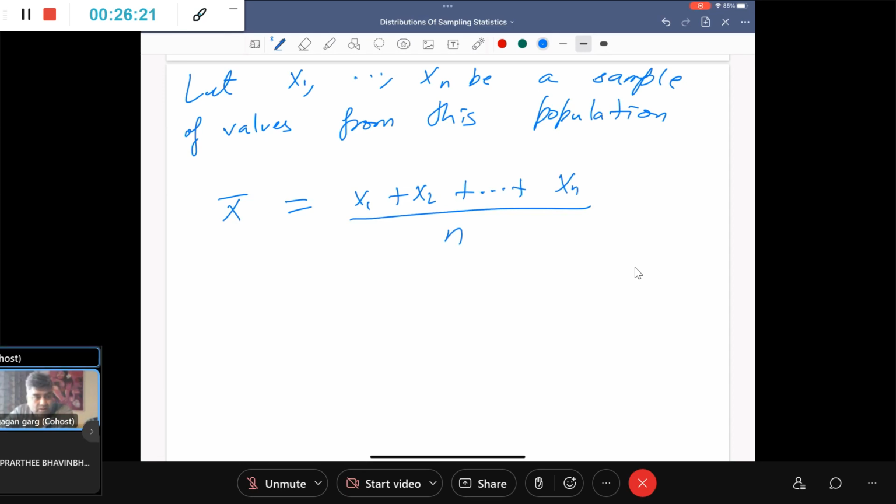So let's say I take all the students in this class and I total their marks and I divide it by the number of students in the class. That is how I get the sample mean of all the students who are studying probability and statistics.